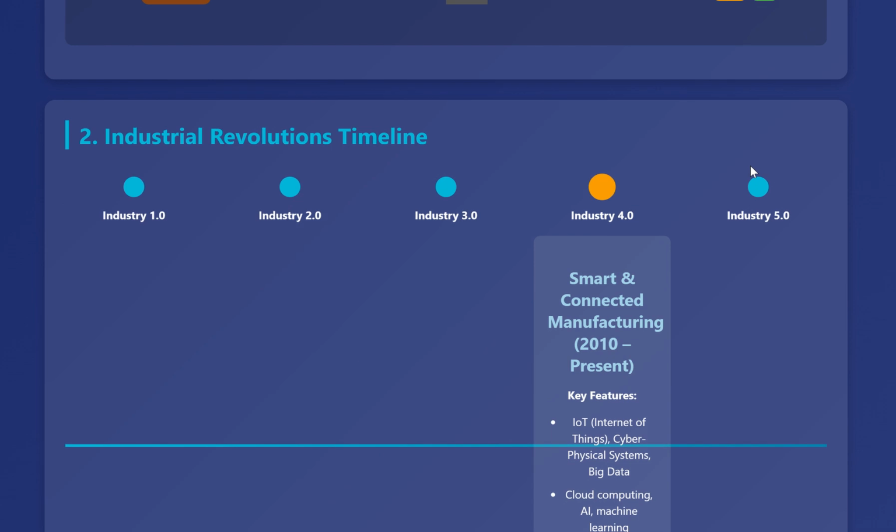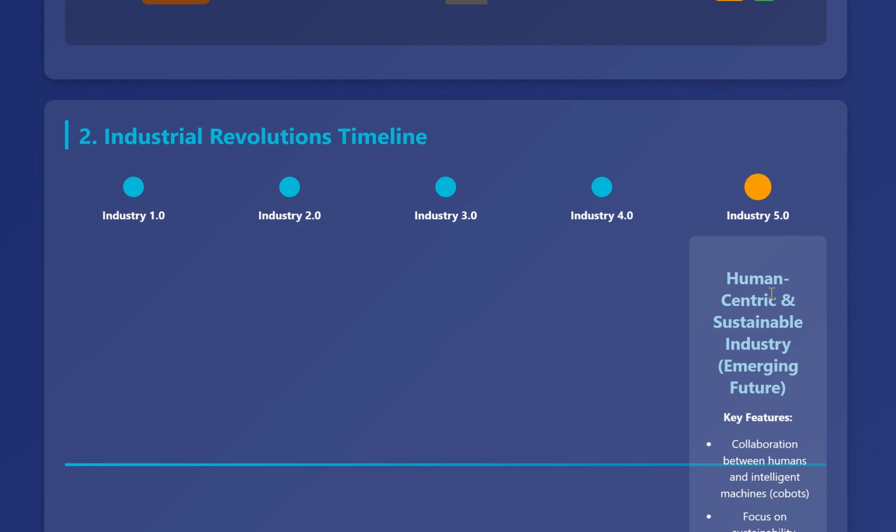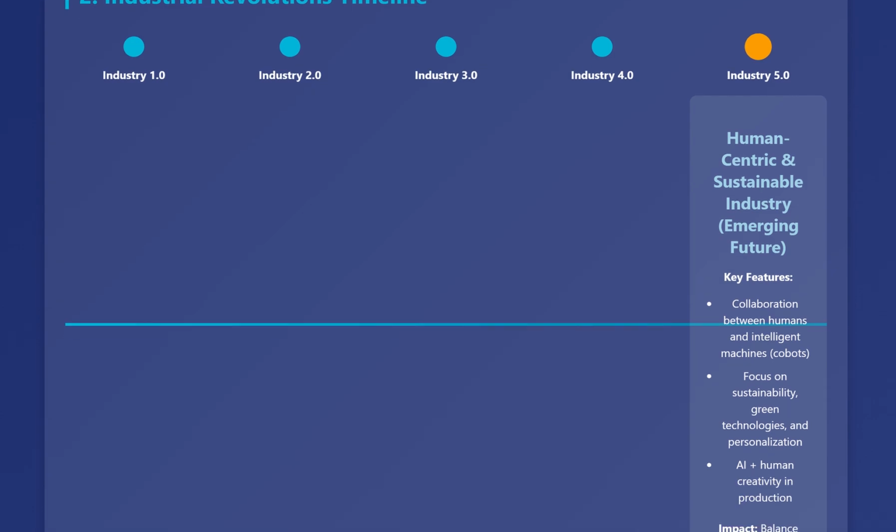But there's another one coming called Industry 5.0. Industry 5.0 is coming, which will be looking at the human-centric side: how human-centric and how sustainable industry is. We call it the emerging future. So this is the emerging technology which is coming up. We will be calling it Industry 5.0. It is not yet actualized, but it's coming up.